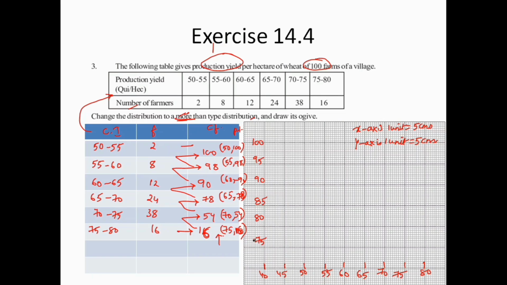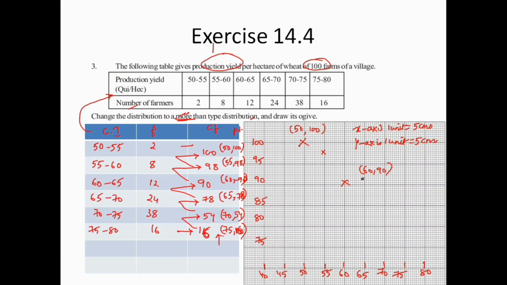Okay. So for the first one, it's around 50 to 100. So 50 to 100 is somewhere over here. I write it: 50 is your x-value, and this is your y-value. The next is 55 to 98, somewhere over here. The next would be 60 to 90. Here, 60 to 90.